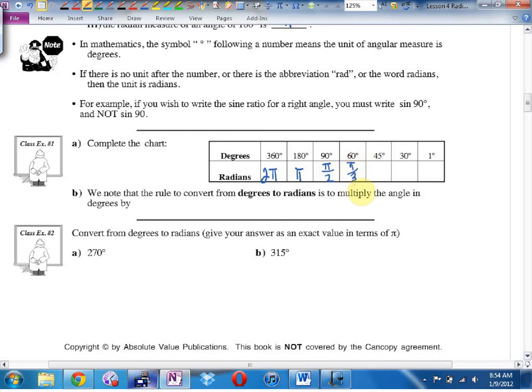45 degrees is what fraction of 180 degrees? It's 1/4. 45 degrees is pi by 4. 30 degrees is what fraction of 180 degrees? 30 degrees is pi by 6. You see why that pi over 180 is a handy one to memorize? You can get an awful lot of them.